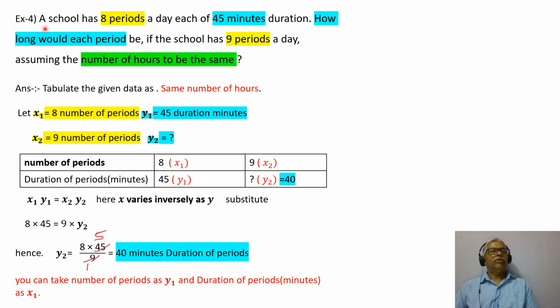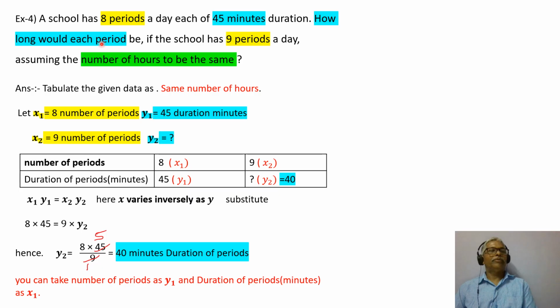Exercise 4. A school has 8 periods a day, each of 45 minutes duration. How long would each period be if the school has 9 periods a day, assuming the number of hours to be the same? So this shows that this is an inverse proportion problem. Now search for quantities, represent them in tabular form and then apply the formula.